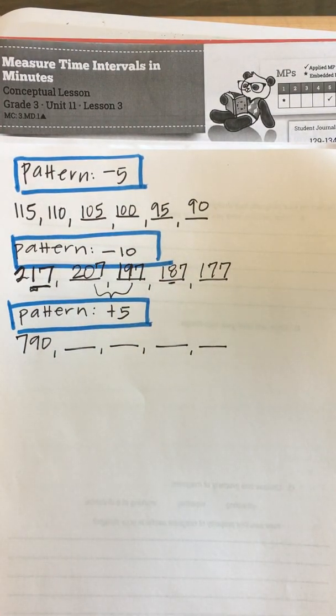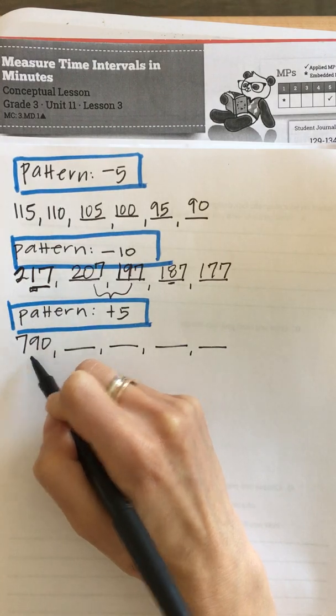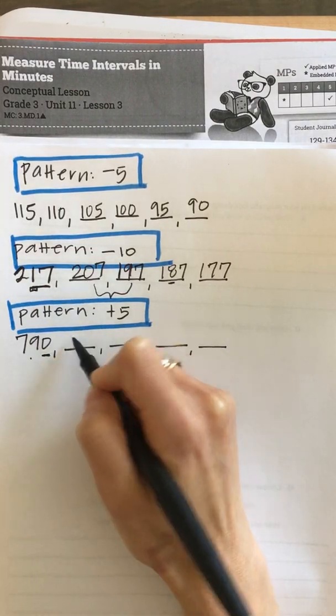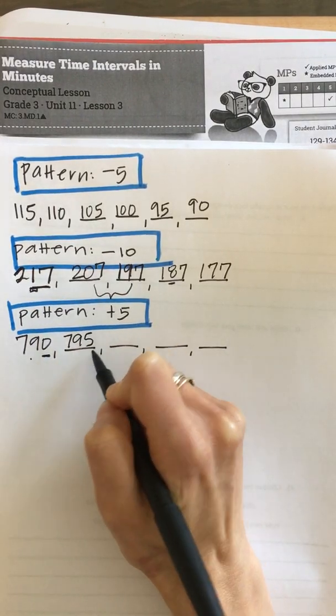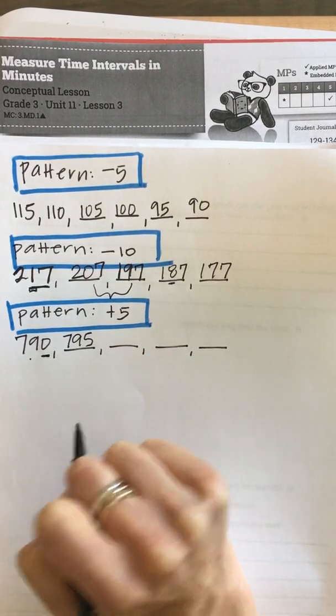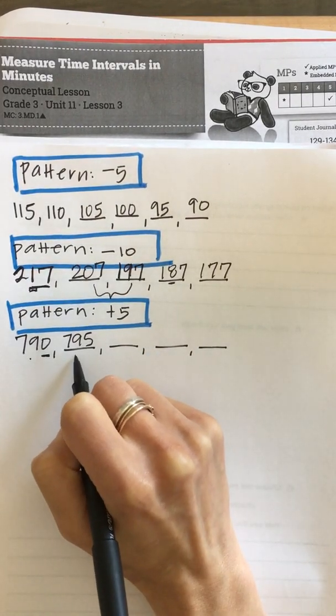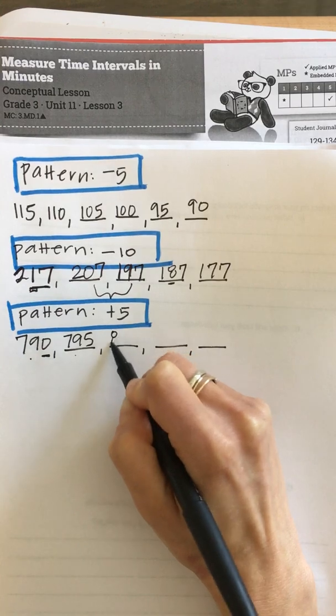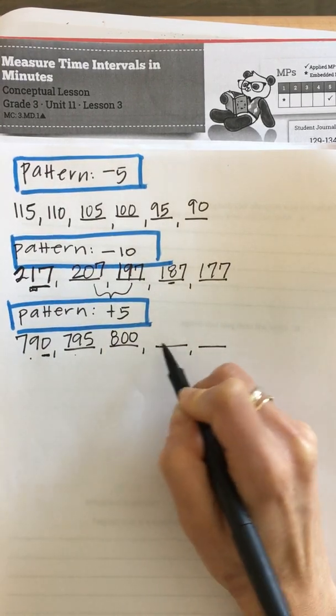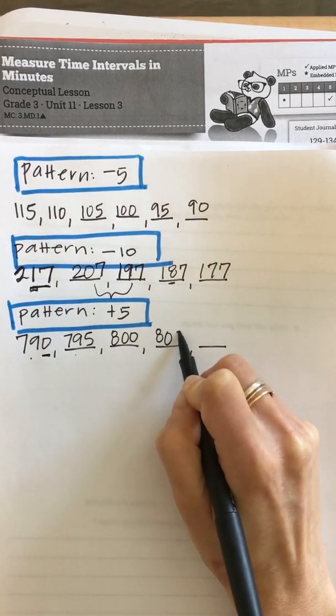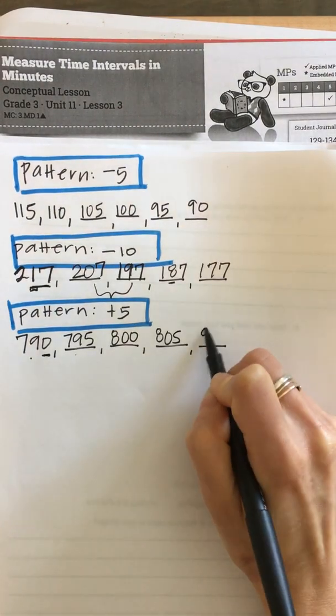Okay, so this is that tricky part that I want you to focus on. Now we're adding 5. So 790, focusing on our ones, 795. Okay, if we add 5 more ones on, that's going to be a 10. So we have to add a new 10 on, which makes a new 100. 800. 800 plus 5 is 805, and 805 plus 5 is 810.